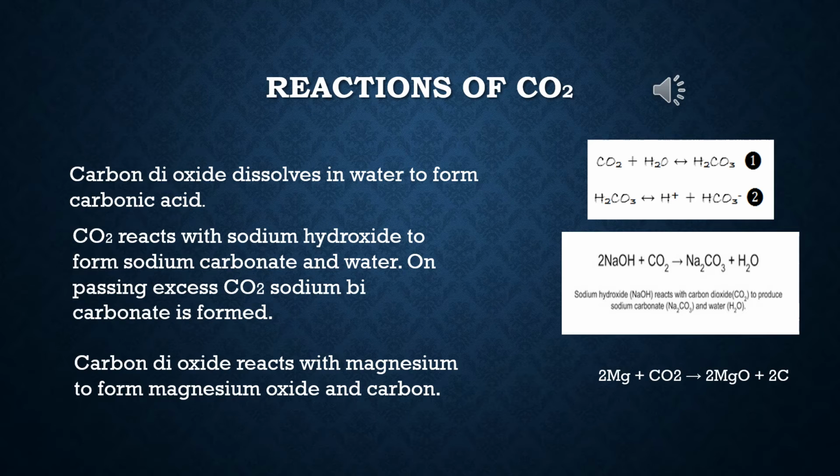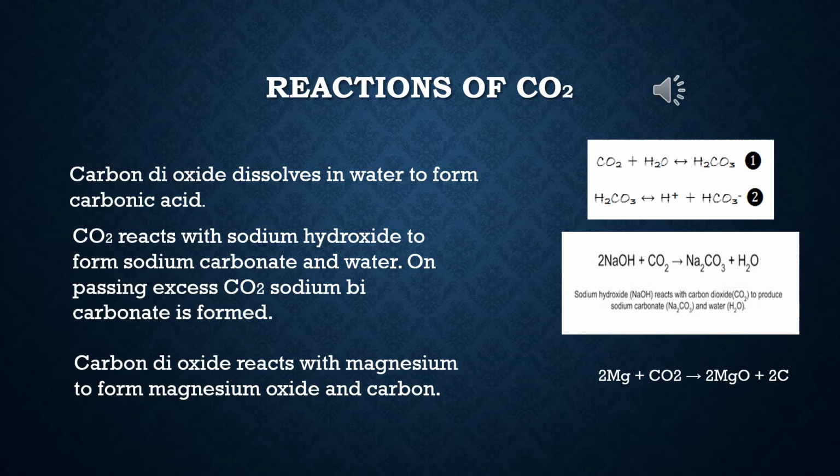Next reaction, CO2 reacts with sodium hydroxide to form sodium carbonate and water. See the diagram, second one, 2NaOH plus CO2, again we will give equal to sign, forming sodium carbonate, that is Na2CO3, plus H2O, that is water. On passing excess CO2, sodium bicarbonate is formed. Reaction is in your book. Na2CO3 plus H2O plus CO2 forming 2NaHCO3, that is sodium bicarbonate.